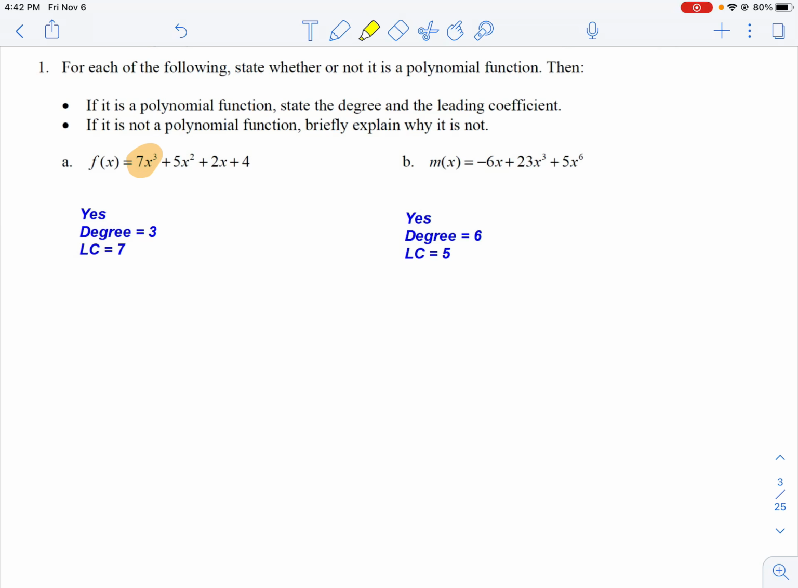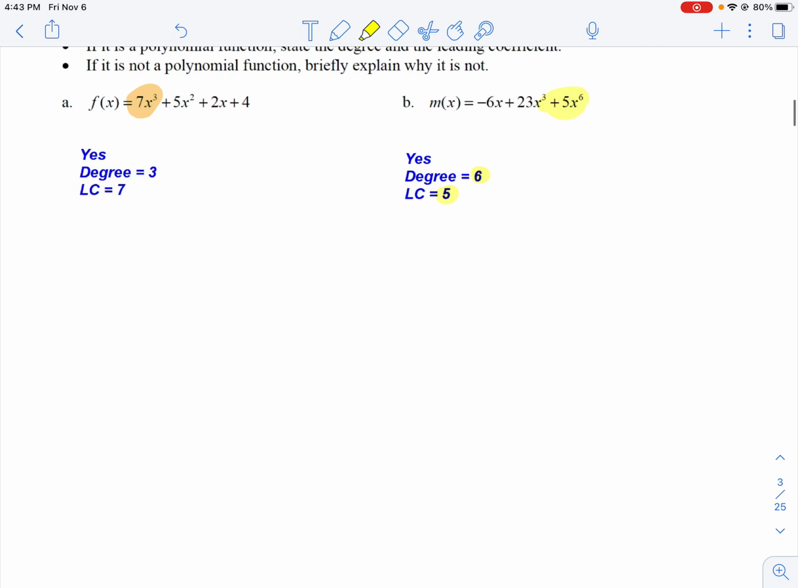Moving on for B. No negative exponent, no fractional exponent, no multiple variables. This means this is a polynomial function. And because it's a polynomial function, we will have to say the degree and the leading coefficient. So the degree is the highest exponent, the largest exponent. In this example, the largest exponent is a 6. So my degree is 6, and then my leading coefficient is 5.